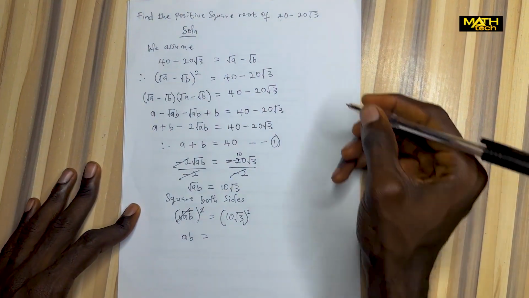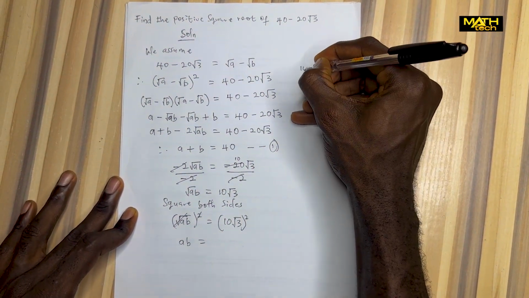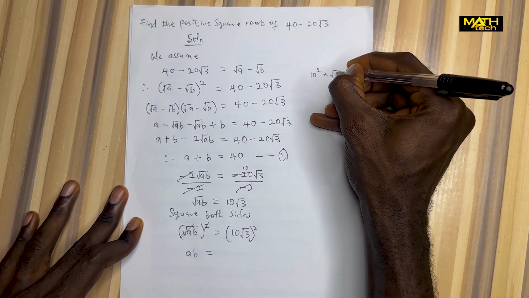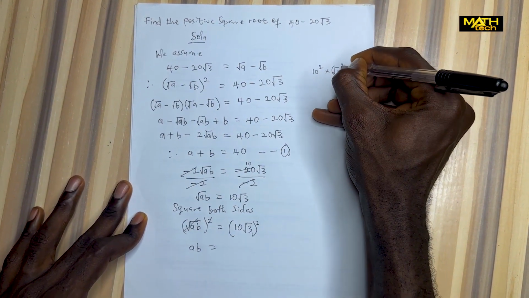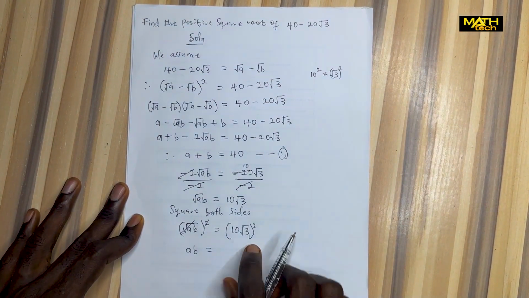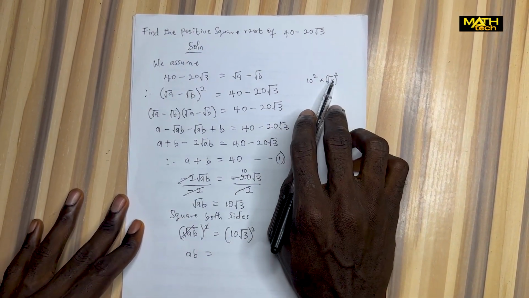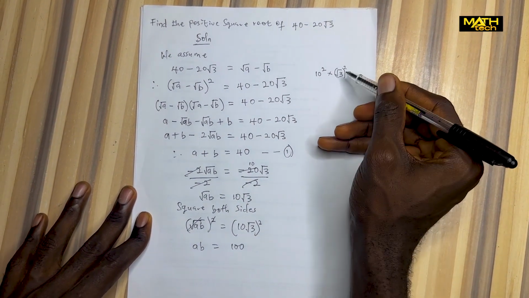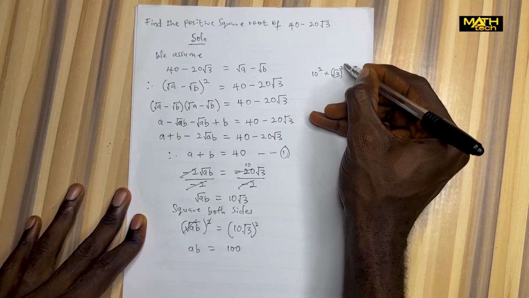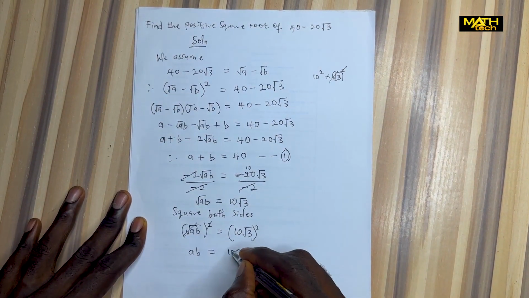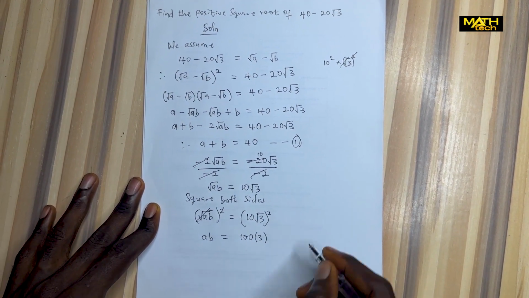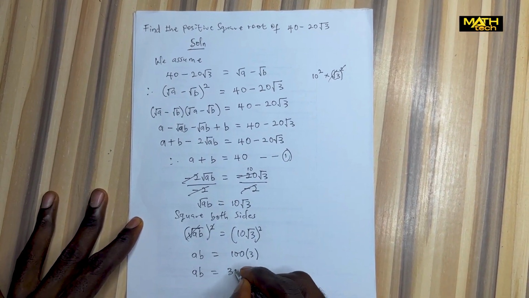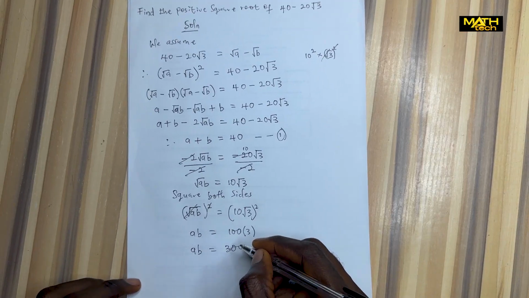Let me give you a rough work here. So here we'll be having something like 10 square times root 3 square. Sorry, I said 100 square. For people that do not understand, this is what this expression means: 10 square times root 3 square. So 10 square here is going to give us 100. And root 3 square, when the square cancels the square root, we are left with only 3. And this will be 100 times 3. Let me put it in brackets. And definitely our ab will be equal to 300.